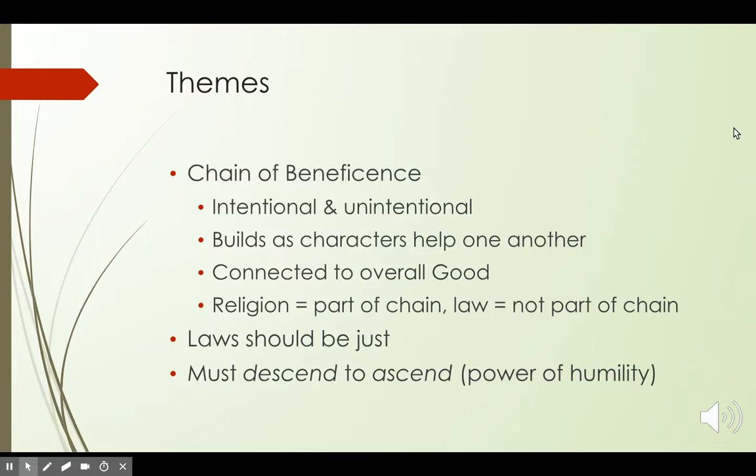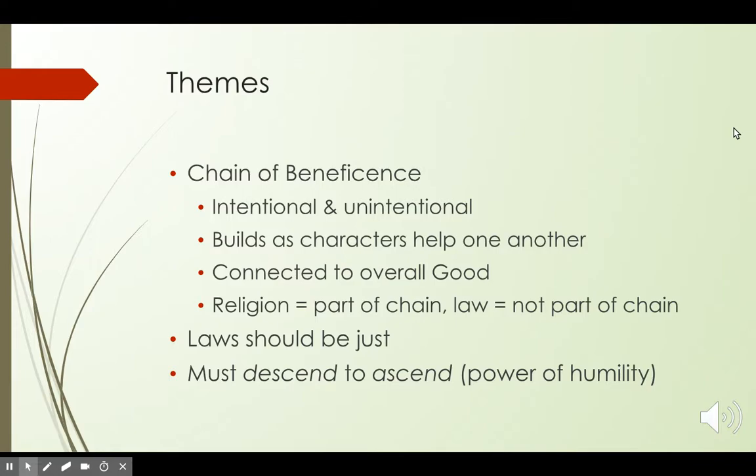This chain is connected to the overall good with a capital G. You might see this as part of religion, but I like to see this more of just goodness. Every time I read this book, it inspires me to do good, and I hope it inspires you to do this too. A side note, Hugo sees religion as part of this chain. However, the law is not part of this chain. You will see that Javert is part of the law, while Jean Valjean is part of religion.